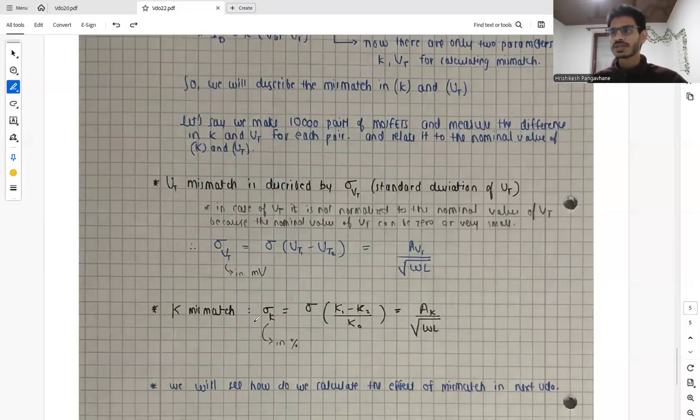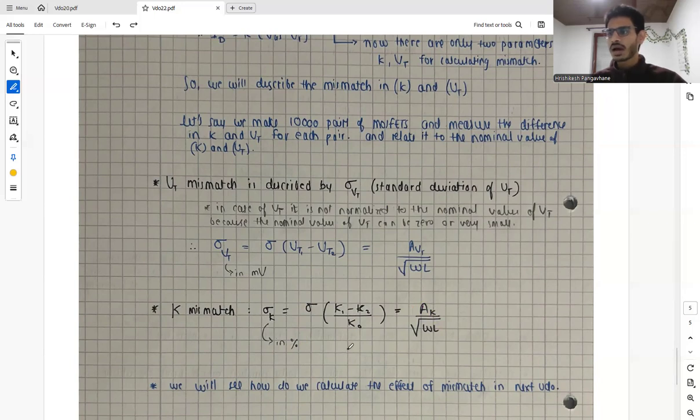And the K mismatch can be given in percentage because it can be normalized. So sigma K is sigma of (K1 minus K2) divided by K0, which is basically the area proportionality constant for K divided by the root of width times length.